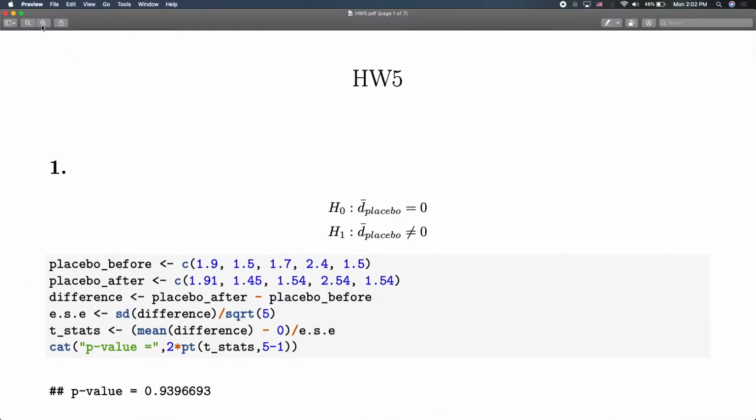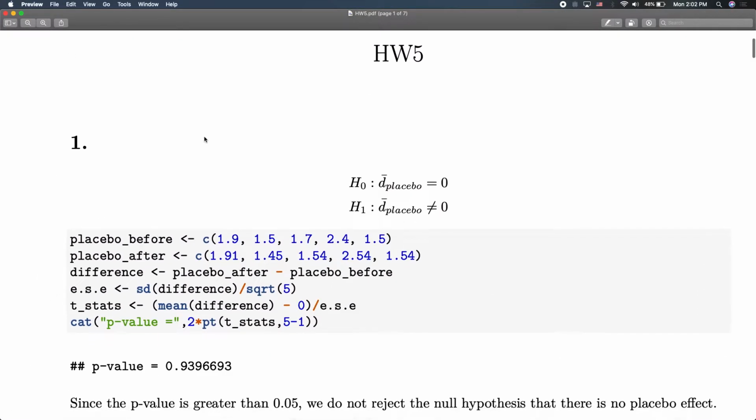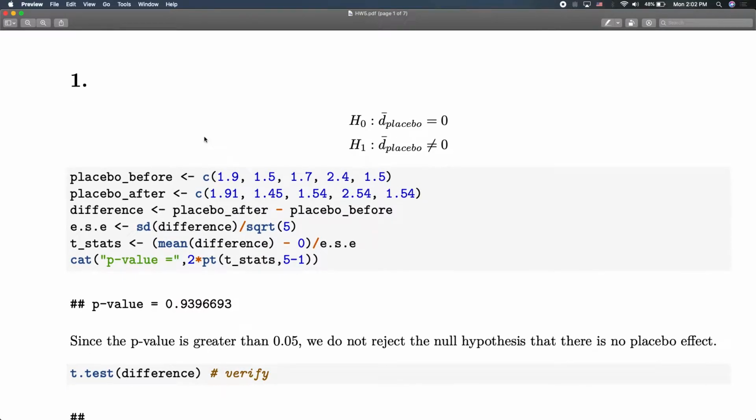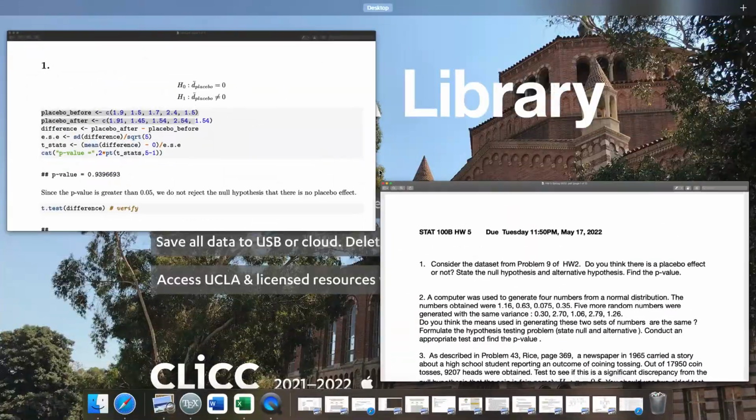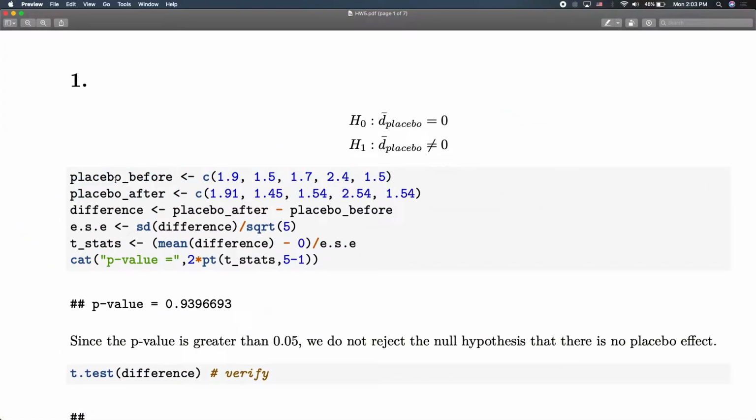Okay, so our null will be d bar for the placebo equal to 0, and the alternative d bar not equal to 0, where d is referring to the, I think from homework 2, there are 5 numbers for the placebo effects, before placebo and then after placebo. So we have 5 numbers for that and another 5 numbers for the after.